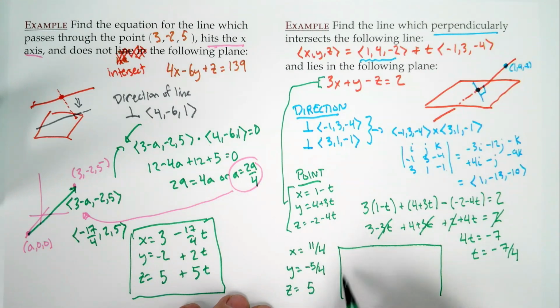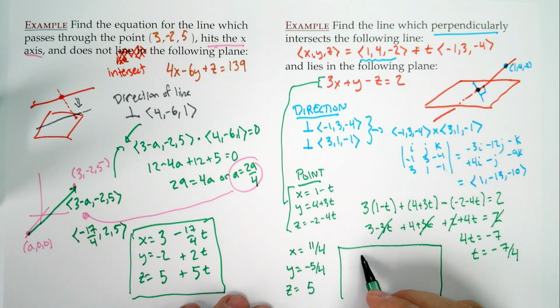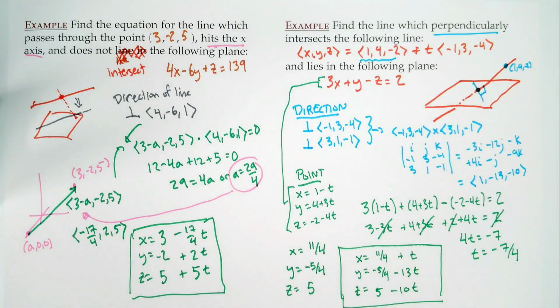So, we're ready to put our answer together. We have our point. We have our direction. So, we write down x equals, y equals, z equals. We take our coordinates for our point, 11 fourths, negative 5 fourths, and 5. And then here we go, direction plus t, minus 13t, minus 10t. And we're done.